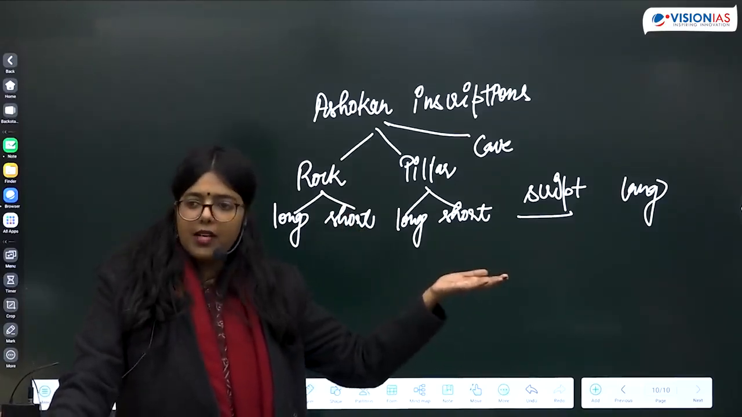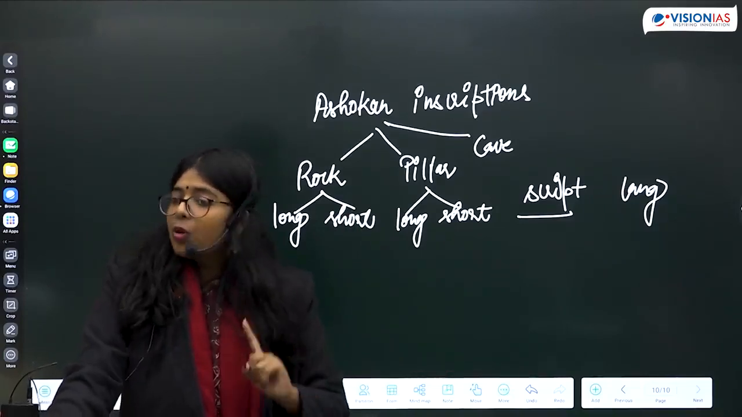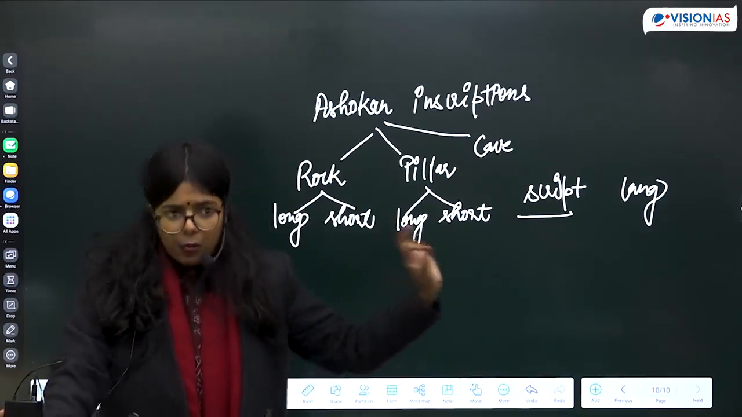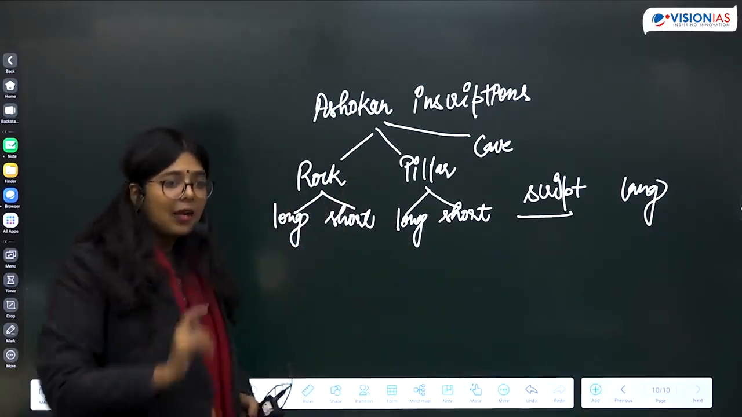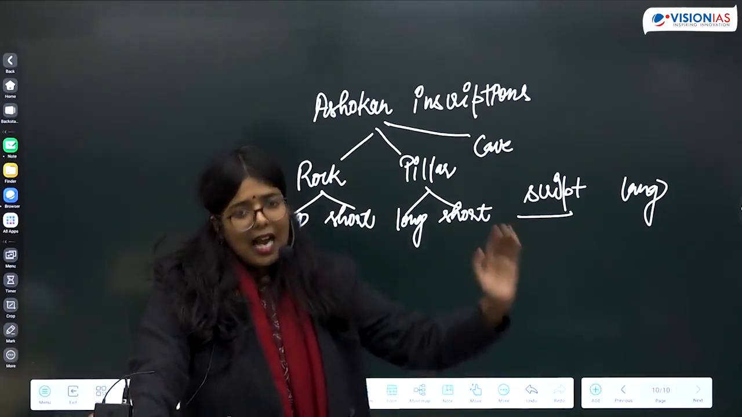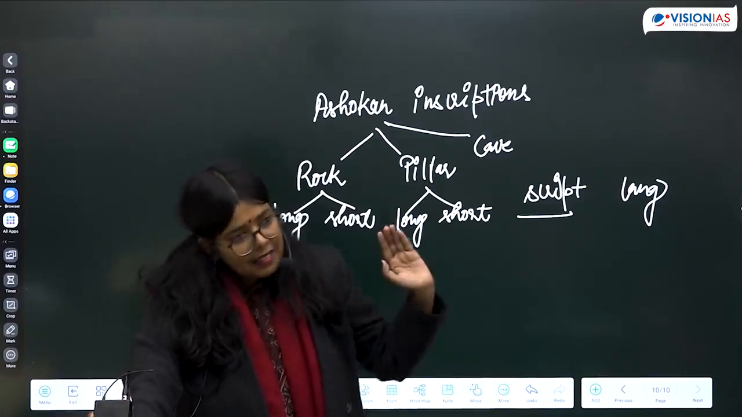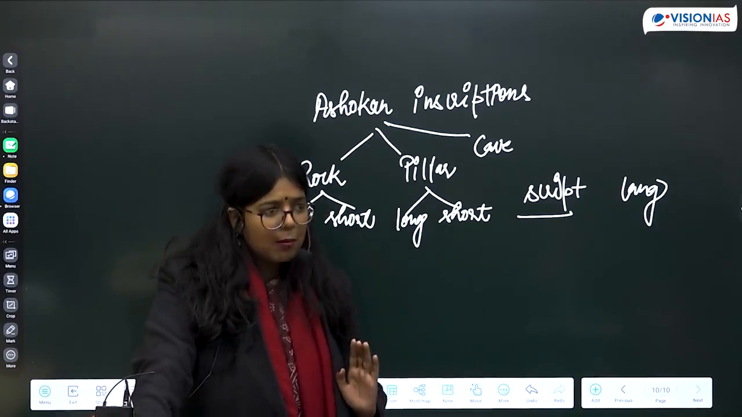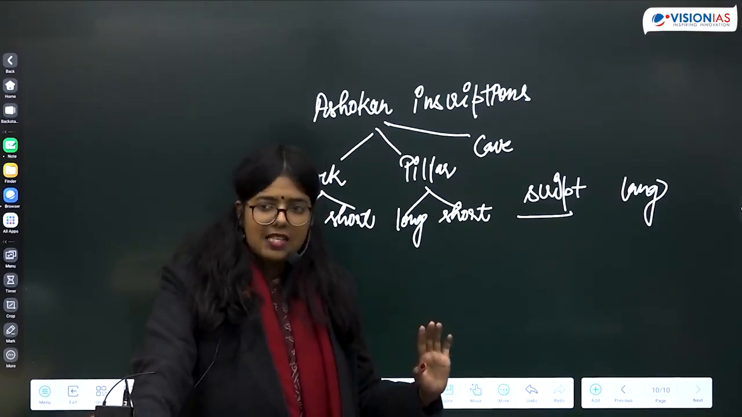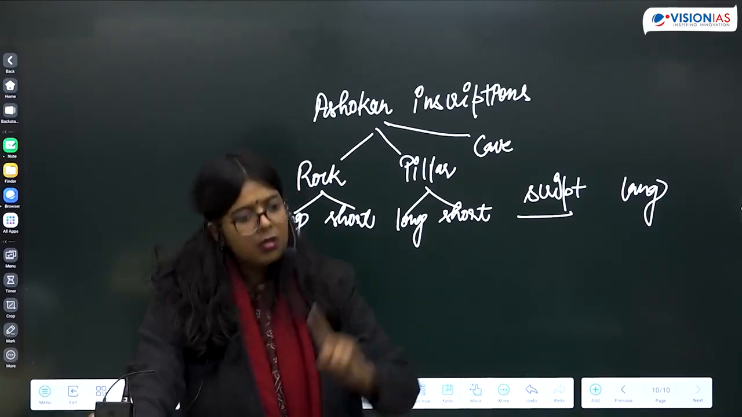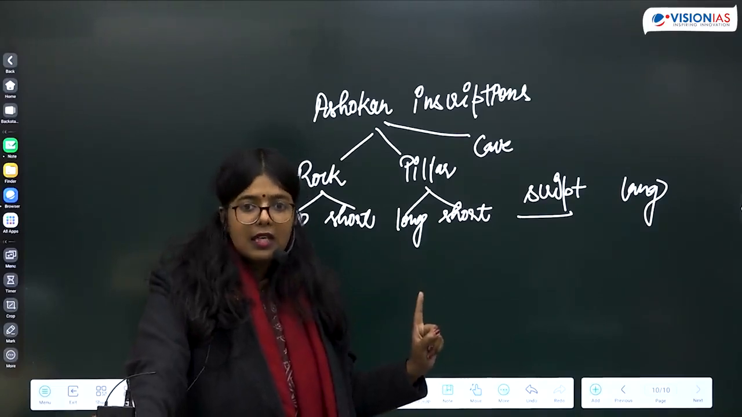Here, when we are talking about rulers, they are not using the Sanskrit language in court. What is happening? Prakrit is the language that Ashok is primarily using. At times, in certain areas, he is also using Greek and Aramaic. Is this clear? So both languages are found when we are talking about Ashokan inscriptions.